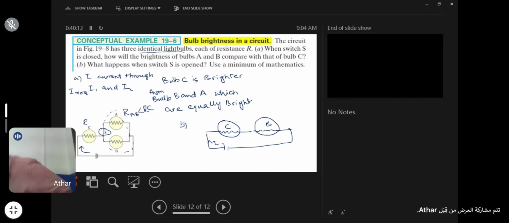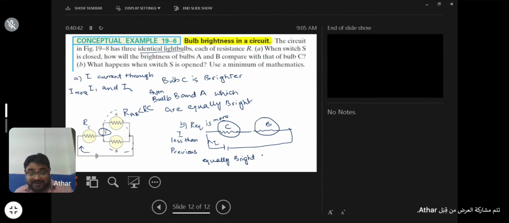So now here you have to think wisely. R equivalent is more now. Let me give you an example. I know I can see your face, I can understand. Just give me one second. R equivalent is more, so there is less current than previous. So they will be equally bright, but dimmer than C in the previous circuit.